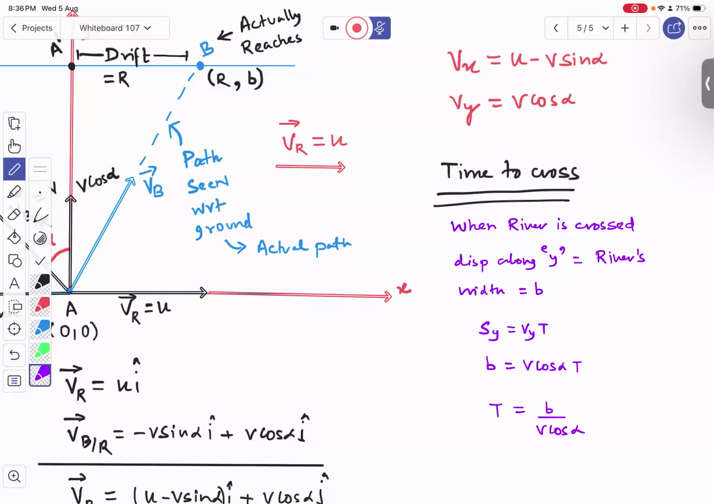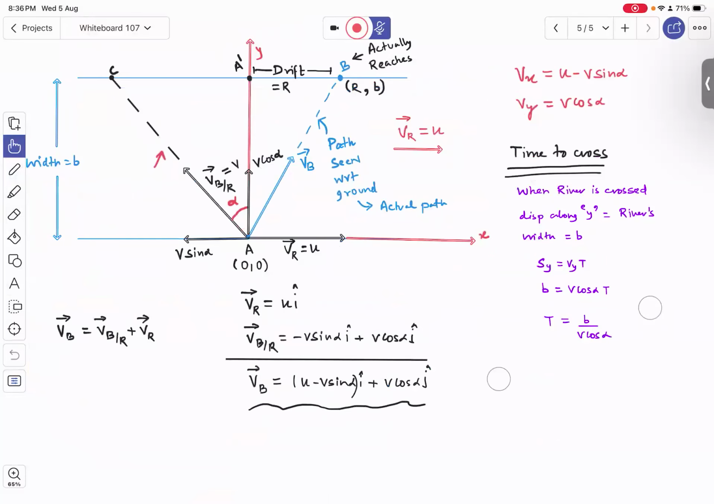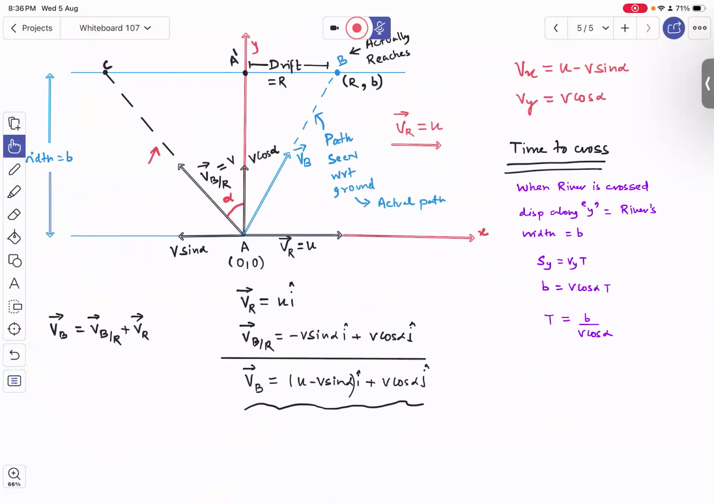Simple thing only. You don't have to remember any of this. Anytime you need, you can derive it in your head itself. How can you forget that when the river is crossed, the displacement of the boat along the y direction will be equal to the river width? You can't forget that. And finding the velocity in the y direction is so simple, just V cos alpha. So the time to cross the river is pretty simple to find, no?